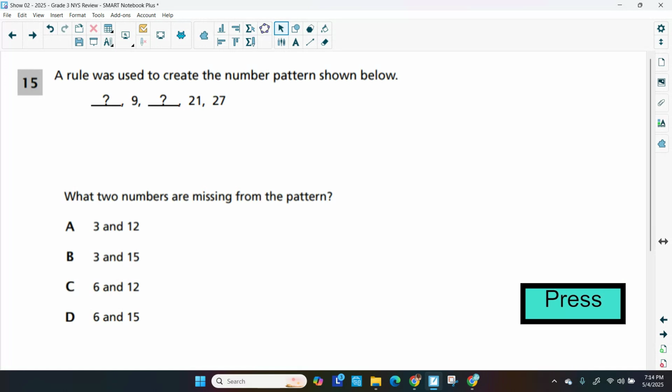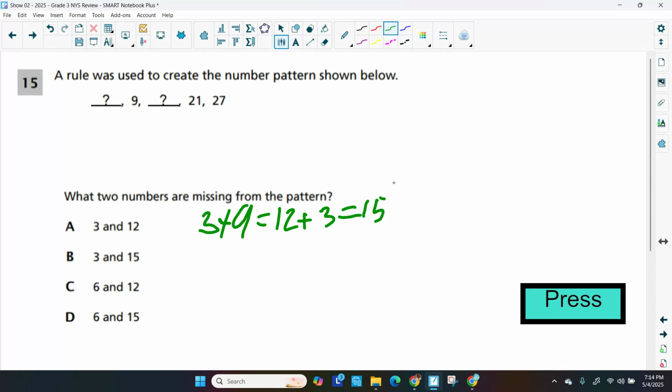A rule was used to create the number pattern shown below. What two numbers are missing from the pattern? Well, let's see. Let's start with A. 3 plus 9 equals 12, but 12 plus 3 equals 15. So 3 and 15. But if you add 15 plus 3, it wouldn't be 21. It would be 18. So it's not A.